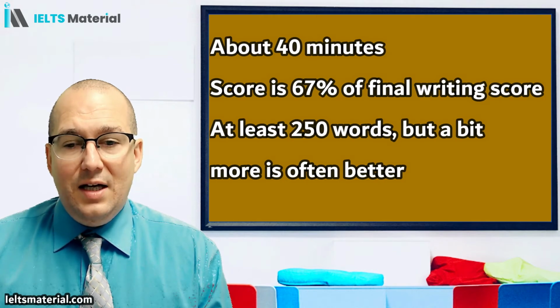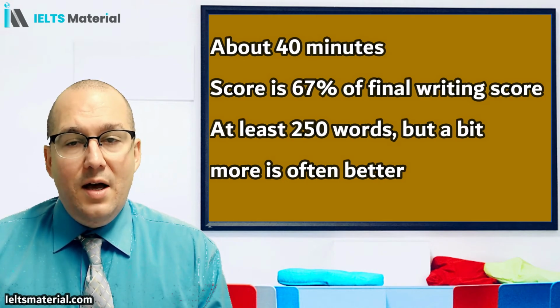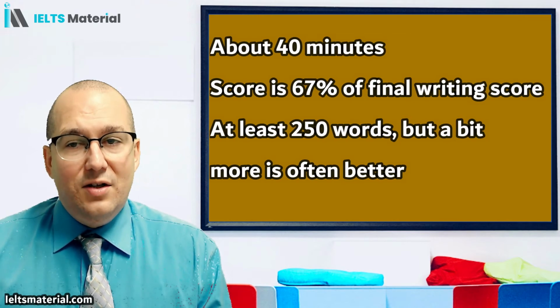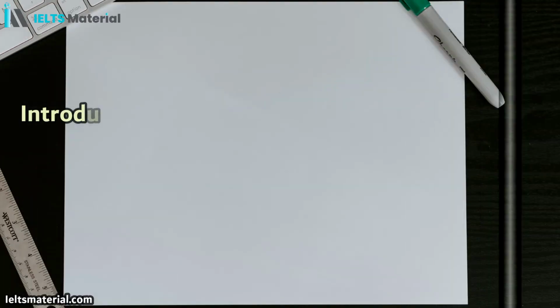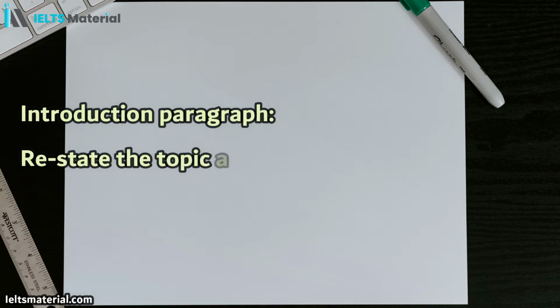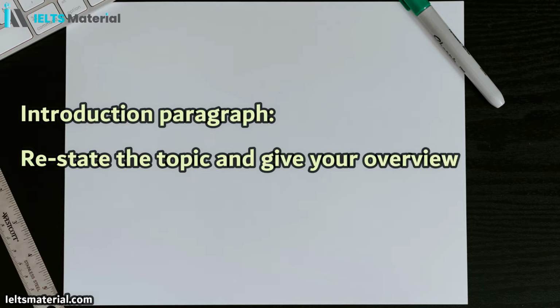It needs to be at least 250 words, but more is a little bit better. To fully develop an idea, you should have around 300 words or more. The first thing you need to have is an introduction paragraph. This is where you restate the topic and give your overview. The overview is one of the most important things you can do in any essay. Make sure you know what an overview is.